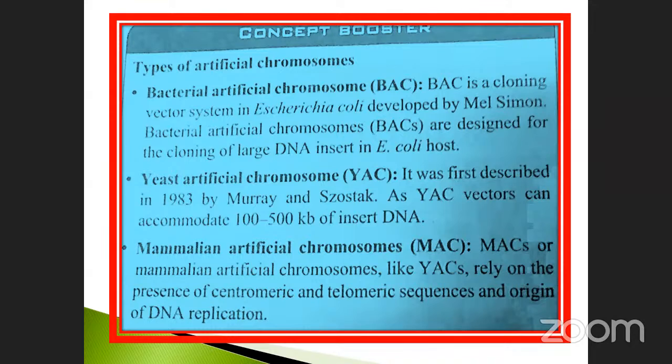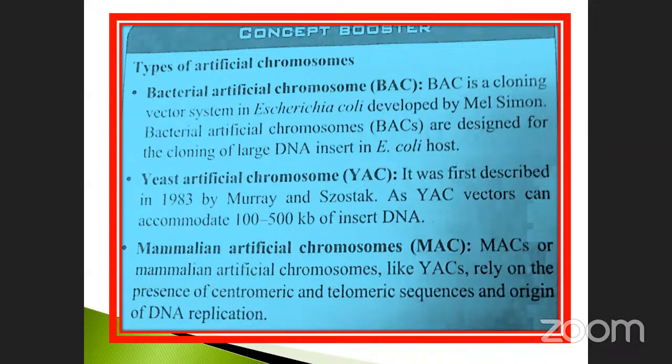The BAC is a cloning vector system in Escherichia coli developed by Mel Simon. Sometimes they ask the scientist's name. Bacterial artificial chromosomes, BACs, are designed for the cloning of large DNA inserts in an E. coli host. Already you know about the cloning process, which occurs within E. coli only. Anywhere, E. coli acts as a very good and super host, selected by scientists. So the first one is the bacterial artificial chromosome, a vector system in E. coli developed by Mel and Simon.